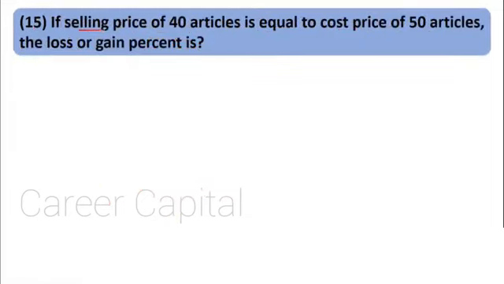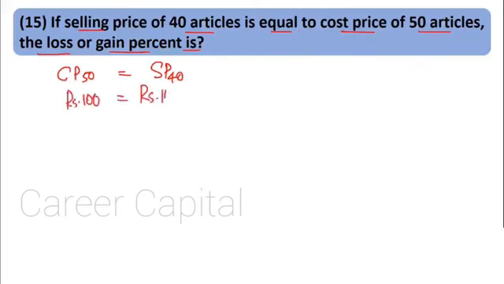Question number 15. If the selling price of 40 articles is equal to the cost price of 50 articles, the loss or gain percent is, now what have they given? Cost price of 50 articles is equal to selling price of 40 articles, right? This is again easy. Let's see how. We do not know the actual value. So let us assume that the cost price for 50 articles is rupees 100. So the selling price of 40 articles will be rupees 100. Correct?